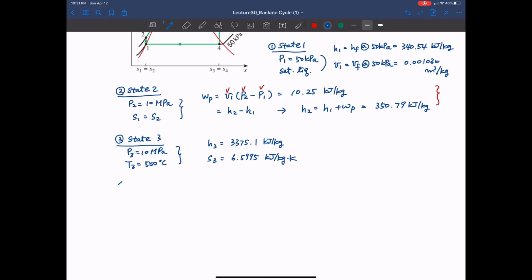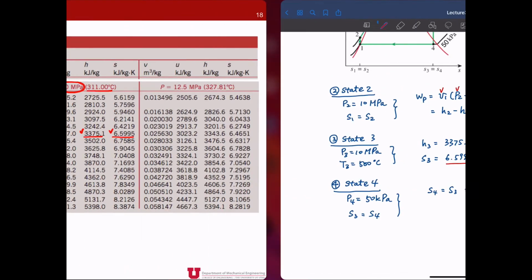Then we can go to state 4. What we know is P4, that is 50 kilopascal. Another relation that we have to use is that during this expansion process we have to maintain the entropy, so S4 should be the same as S3. Then we have to think about where this point is located. Is it a saturated liquid-vapor mixture or a superheated vapor? In order to tell that, we have to compare the value of entropy at 4 with the saturated vapor entropy at 50 kilopascal. So let's go back to the table.